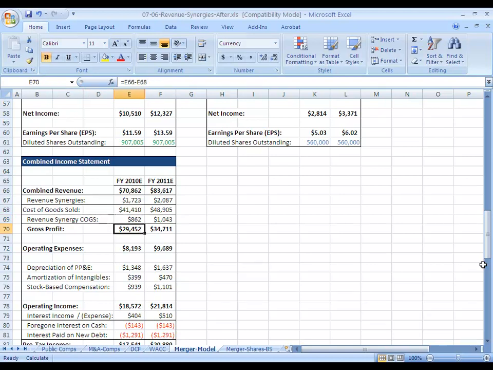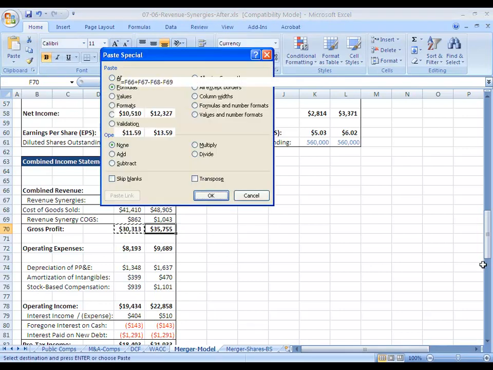The last thing we have to do here is modify gross profit to make sure that we're taking into account all these new items. So what I'm going to do here is take our combined revenue, add revenue synergies, subtract cost of goods sold, and then subtract the COGS from the revenue synergies right here. So we have that. Just paste that over to the next year as well.